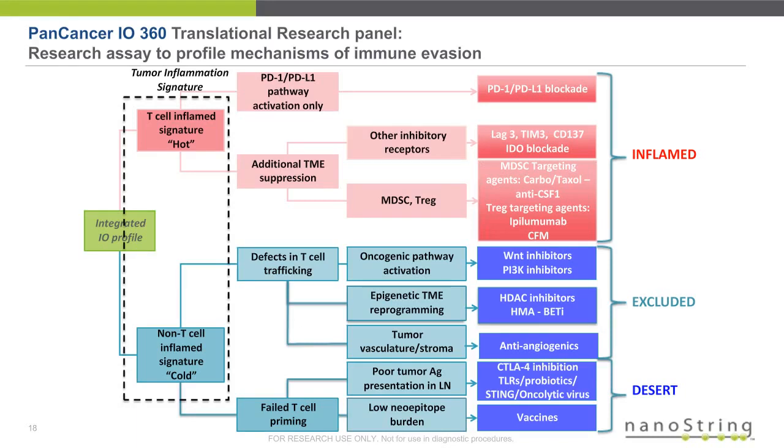And then if it's cold, you can look at genes that help you understand whether there's defects in T-cell trafficking or priming. And then as you see here, it goes on to then give you information that would help you select other types of therapeutic approaches on that tumor. So a lot of information about therapeutic strategies that would be used for tumor.